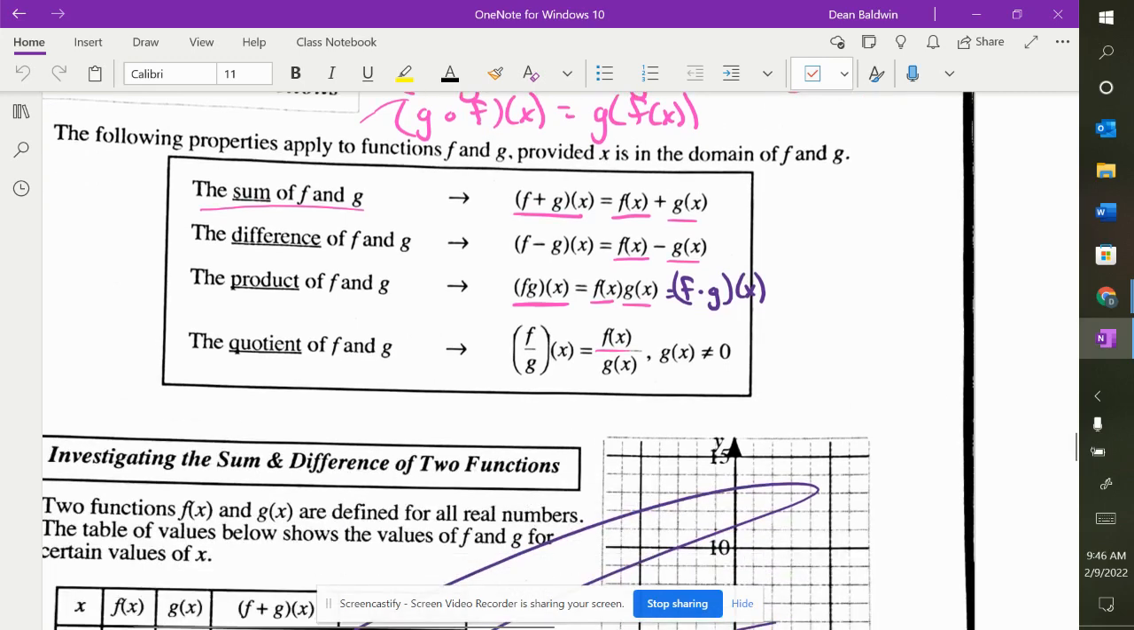The only thing we have left is division. And division gets interesting because you have a function in the denominator, which means you have variables in the denominator, and what number are you not allowed to divide by? 0, so we get domain restrictions, okay?